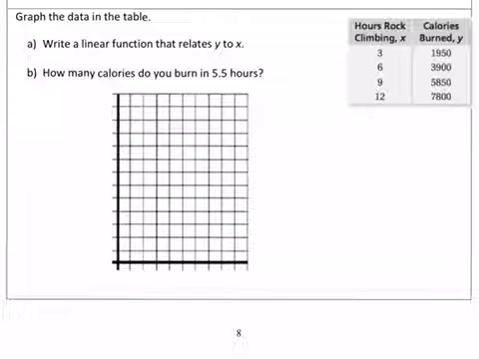And this next one, now instead of kayaking, we're talking about rock climbing. So what you're going to do is graph the table, write a linear function that relates y to x, then figure out how many calories you burn in 5.5 hours. Go ahead and do all of the following. It's just like our previous example, and then check back to see if your answers are correct.